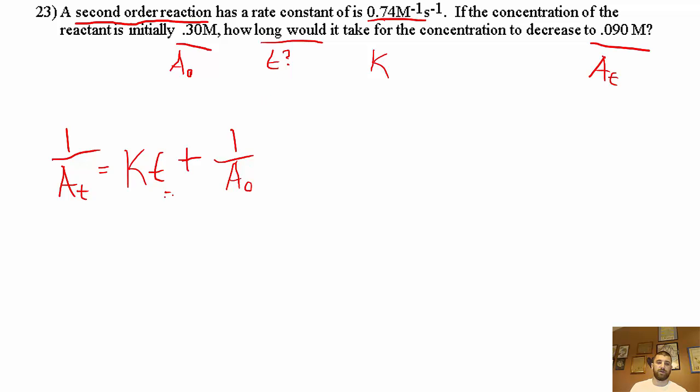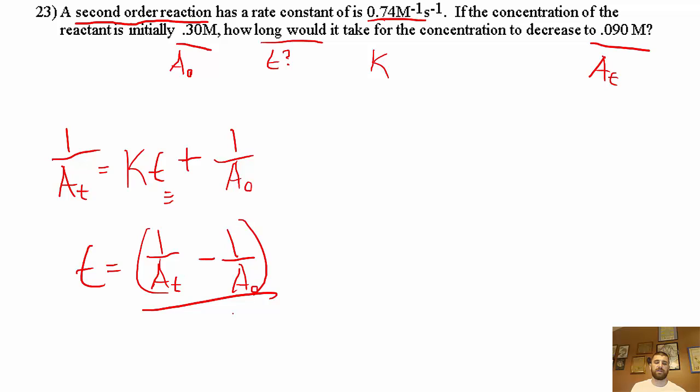So the only thing we don't know is T. So let me rearrange everything to solve for T. T equals 1 over the amount left at that time minus 1 over the amount that you started with. Divide that all by K. So now we know everything. Now it's just a plug and chug, and we get a T equals 11 seconds.